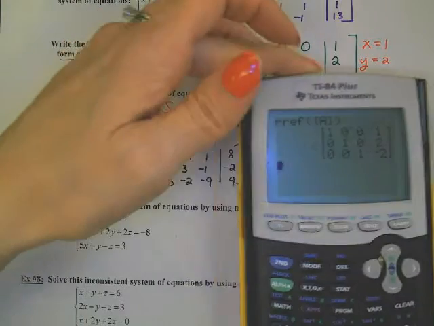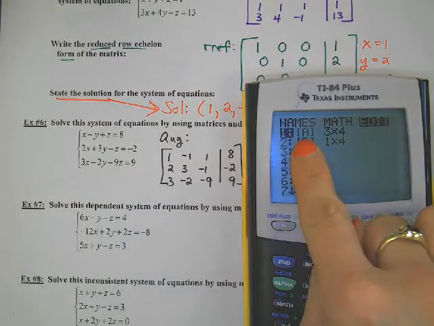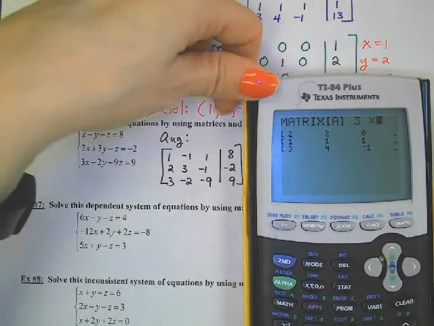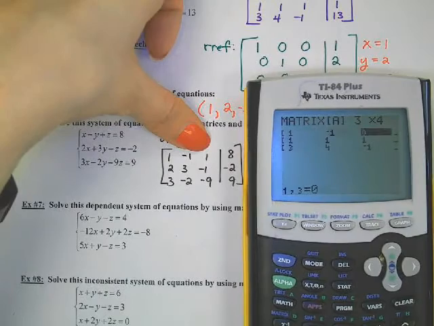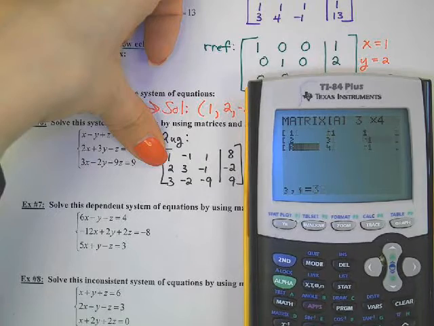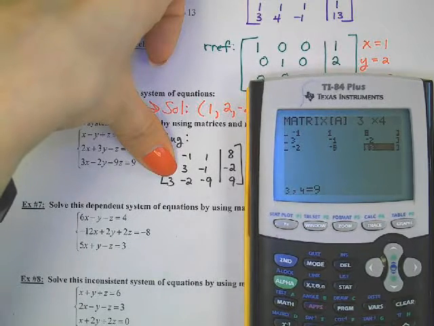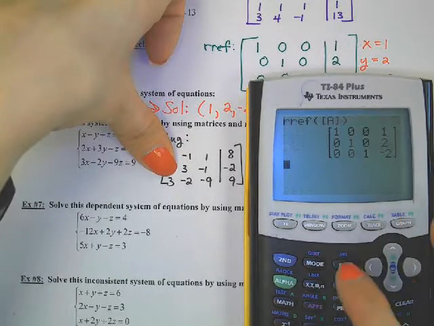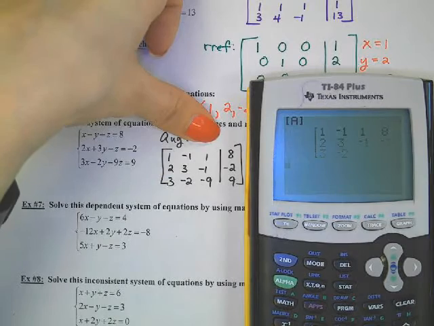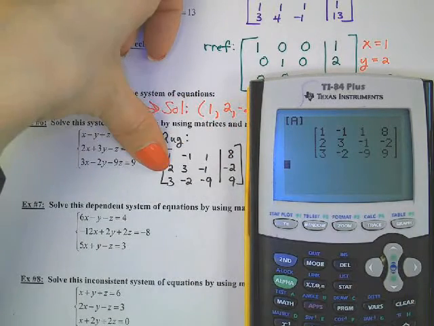So let's go ahead and pick up those calculators again. Go back into your matrix command, and I'm going to edit matrix A again. A is the perfect size, 3 by 4. I'm just going to type in that one. So we've got 1, negative 1, 1, and 8. 2, 3, negative 1, and negative 2. 3, negative 2, negative 9, and 9. Now, to make sure I didn't make any typos, I'm going to quit and ask my calculator to please display matrix A. If I made any typos, that's going to mess everything up. Does your matrix look like mine?